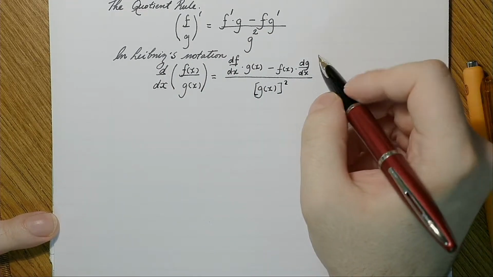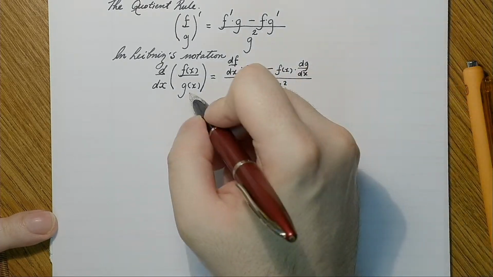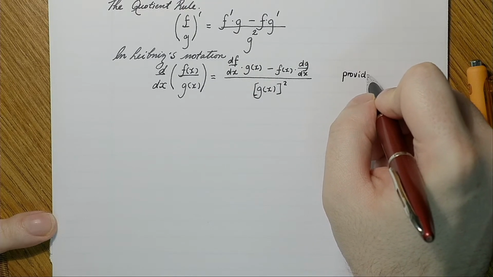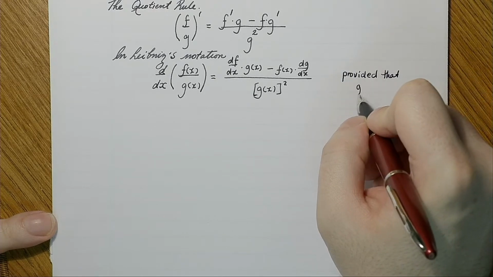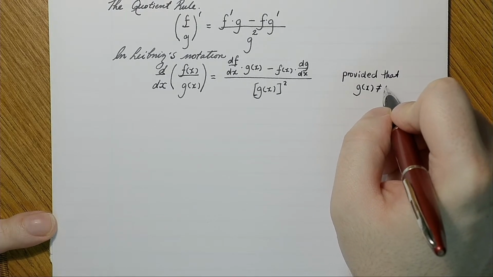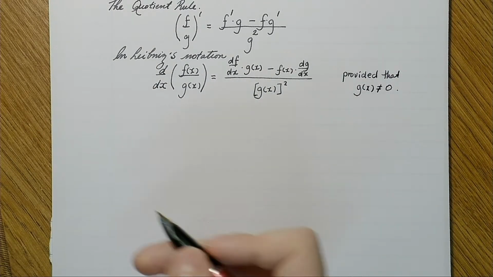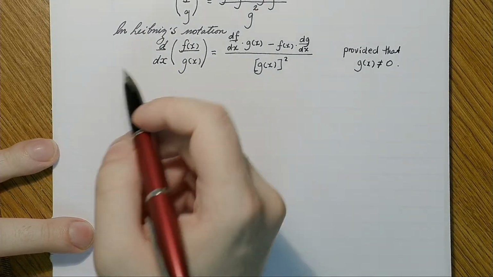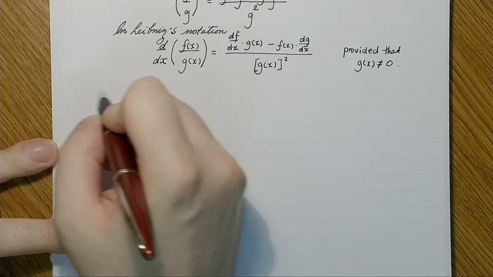Oh yes, and what's important about this? This is also assuming that g of x is not equal to 0. Right? Again, we can't have an undefined function in the denominator. We can't have it making it go to 0.